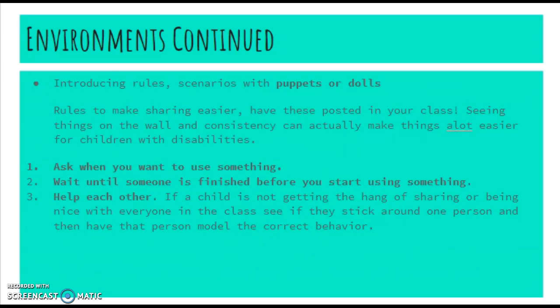You can put up simple rules, three rules. Ask when you want to use something, wait until someone is finished before you start using something, and help each other. If a child is not getting the hang of sharing or being nice with everyone in the class, see if they stick around one person more, and then have that person model the correct behavior.